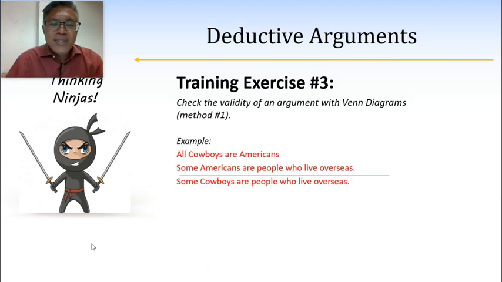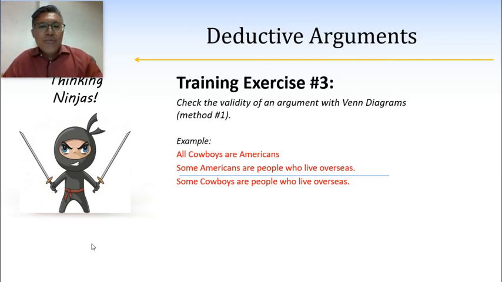Here we go. Here is the first example we used, right? We came up with this simplified argument. Some Cowboys are Americans. All Cowboys are Americans. Some Americans are people who live overseas. Some Cowboys are people who live overseas.